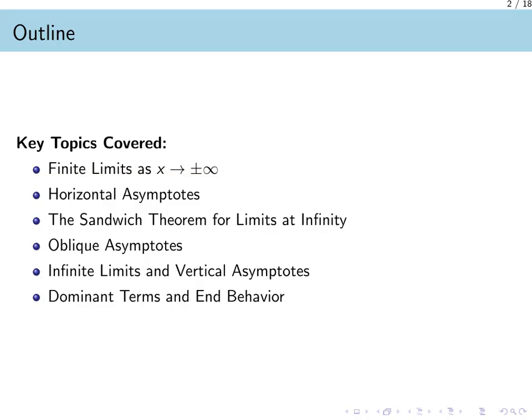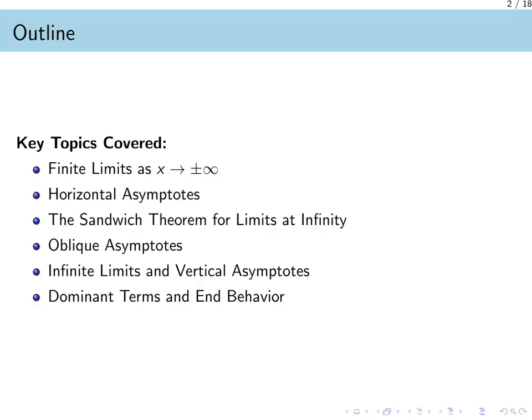We will then extend this to oblique, or slanted, asymptotes for certain types of rational functions. After examining behavior at the horizontal extremes, we will turn our attention to what happens when a function's output value grows infinitely large, which we refer to as an infinite limit. This will allow us to precisely identify vertical asymptotes, which are locations of infinite discontinuity.